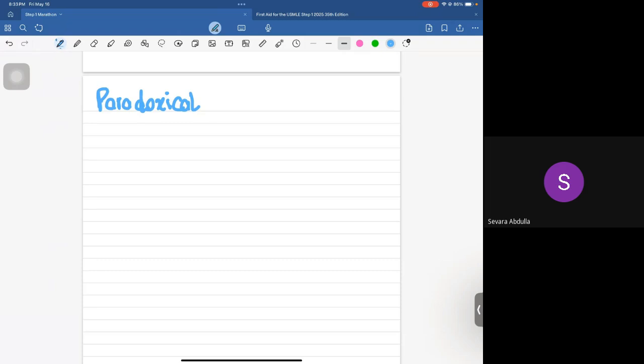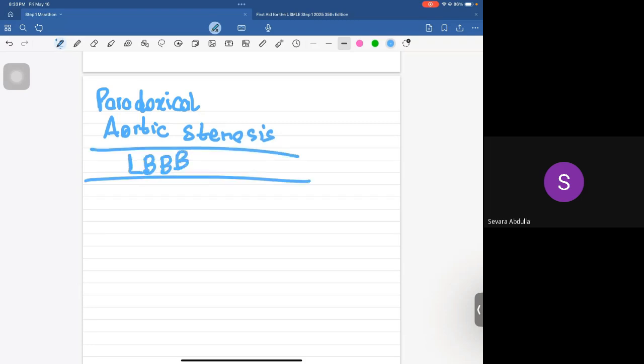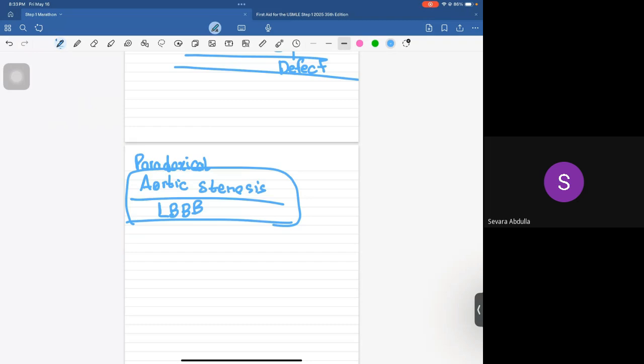And this is the exact reverse of the wide splitting. So if there is aortic stenosis, or if the patient has left bundle branch block, then this paradoxical splitting would occur, right? And this would be more pronounced in the expiratory phase. So the splitting of the heart sounds is done.